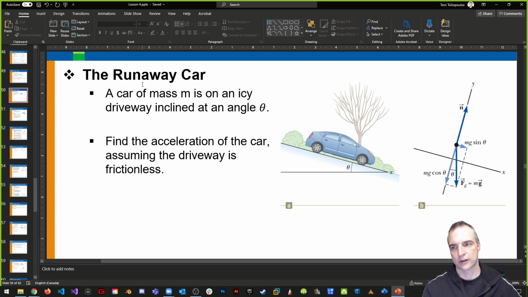So here's the question. The car of mass m is on an icy driveway inclined at an angle theta, whatever that angle is.